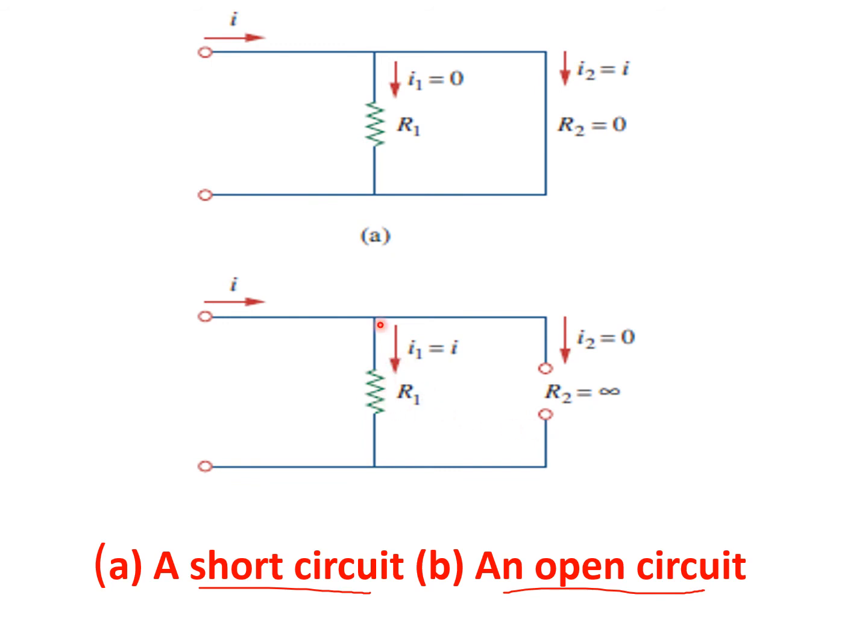Here, what is the current? The entire current is flowing through the resistance R1. So this is the open circuit. So in the short circuit, full current is flowing and resistance equal to 0. In an open circuit, current equal to 0, resistance is infinity.